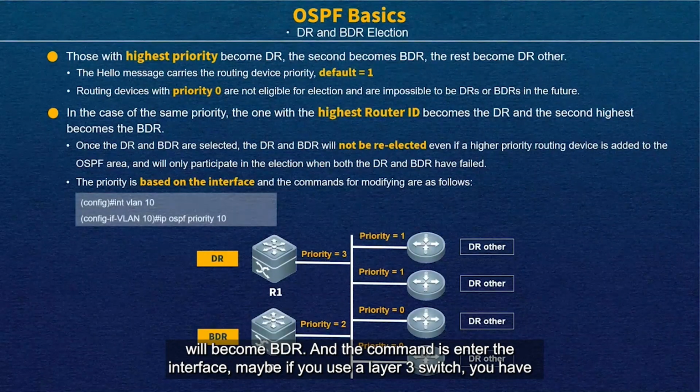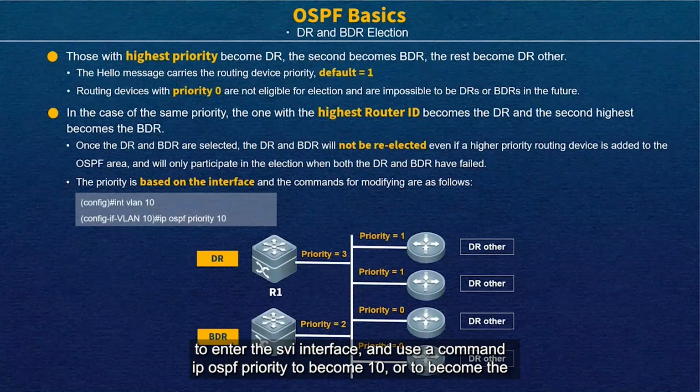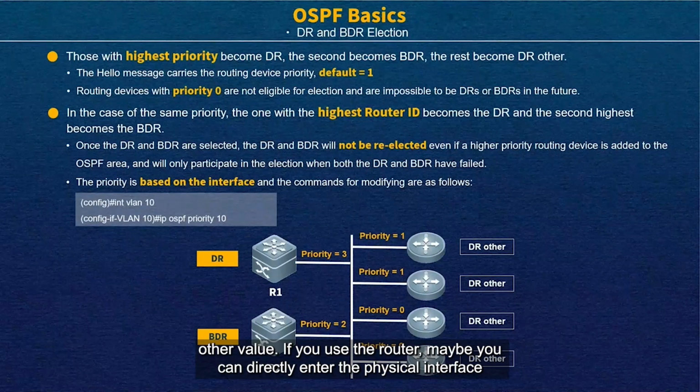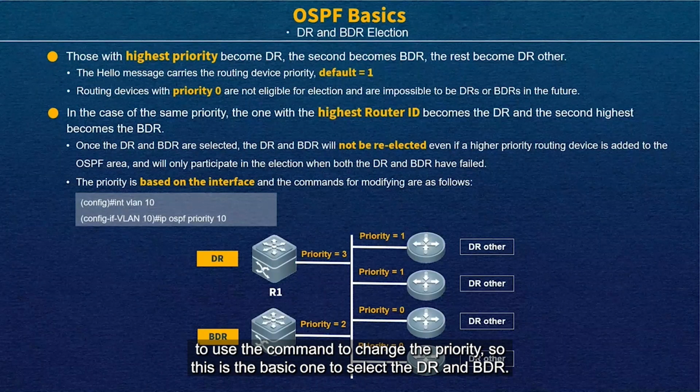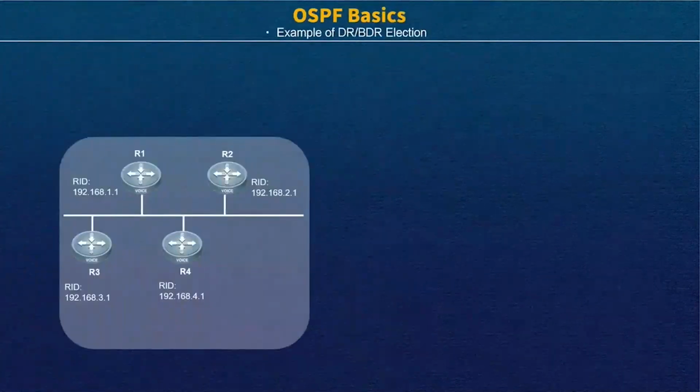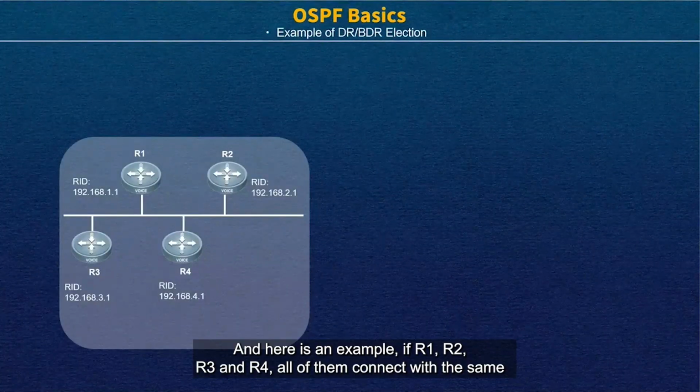And the command is enter the interface. Maybe if you use a layer 3 switch, you have to enter the SVI interface and use the command IP OSPF priority to become 10 or to become the other value. If you use the router, maybe you can directly enter the physical interface to use the command to change the priority. So this is the basic one to select the DR and the BDR.